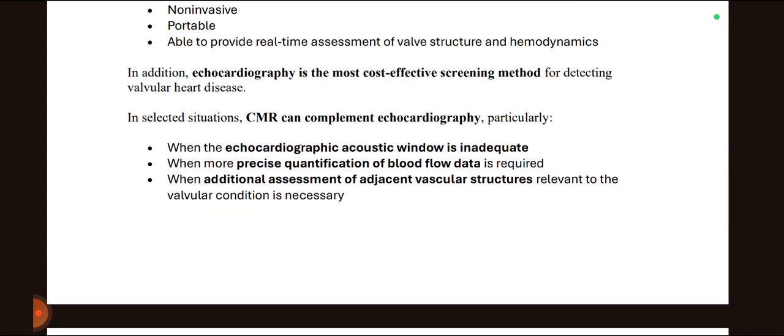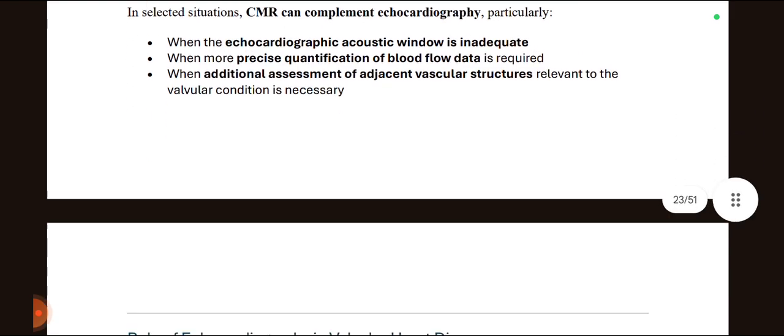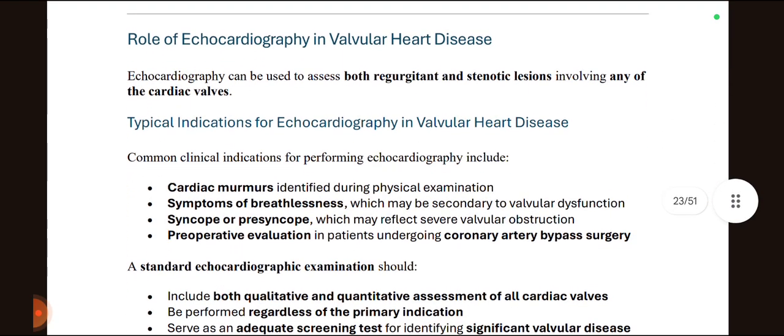But sometimes we also need CMR. CMR can complement echocardiography, particularly when the echocardiographic acoustic window is inadequate, when more precise quantification of blood flow area is required, and when additional assessment of adjacent vascular structures relevant to the valvular condition is necessary.